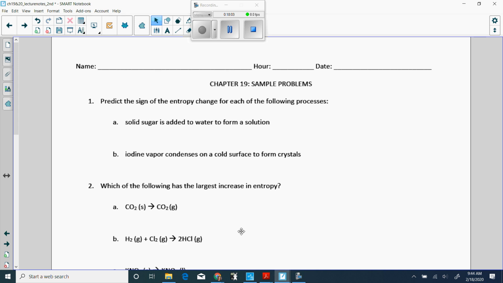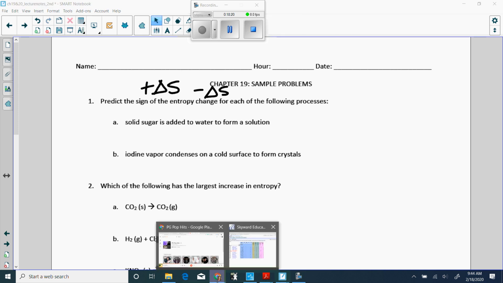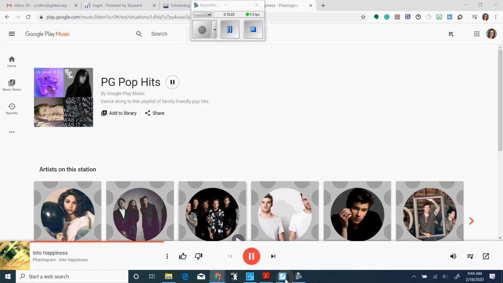Okay, predict the sign of the entropy change is asking you to decide if it's going to be a positive delta S, that means the kids get to party, or if it's going to be a negative delta S. And then for number 2, it's asking you to pick which one would be the biggest positive delta S. So can you please do those two?